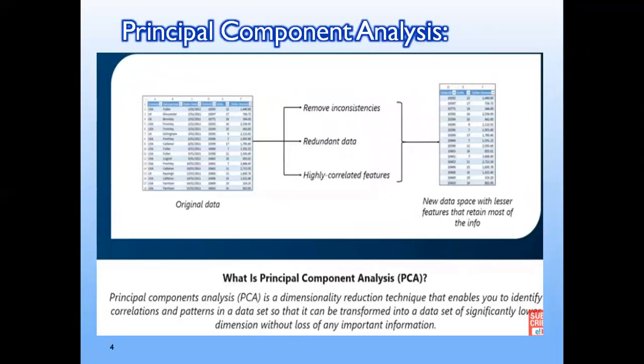So here, principal component analysis is a dimensionality reduction technique that enables you to identify correlations and patterns in the data set so that it can be transformed into a data set of significantly lower dimensions without loss of any important information. This point is very important, students, to be noted: without loss of any important information. So how is it possible without losing any information?